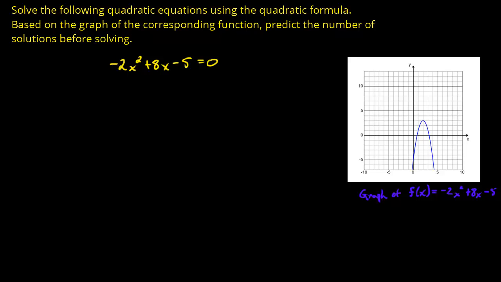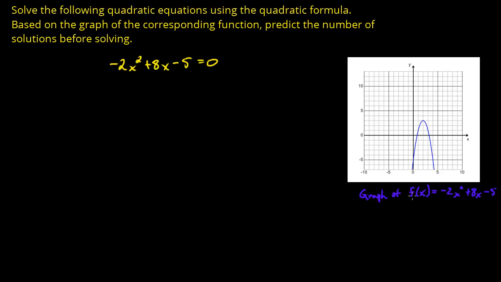Hi, in this video we'll look at how to solve quadratic equations using the quadratic formula, and how to predict the number of solutions before solving. So first let's look at a quadratic equation. We have negative 2x squared plus 8x minus 5 is equal to 0.